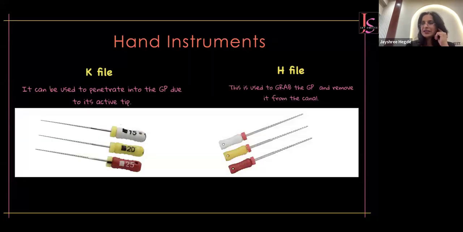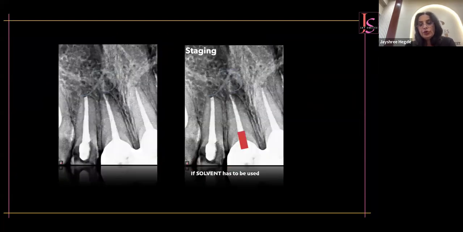Now, why is it not good to use a solvent? I'll come to it. So you have K file, you have H file. With the K file, you penetrate in and create a pathway for the H file. You don't use an H file to create a pathway. You create a pathway with the K file. So K file and H file. Finally, you can remove the GP with the H file because it has a positive rake. So if you don't have a rotary instrument, this is how you have to use.